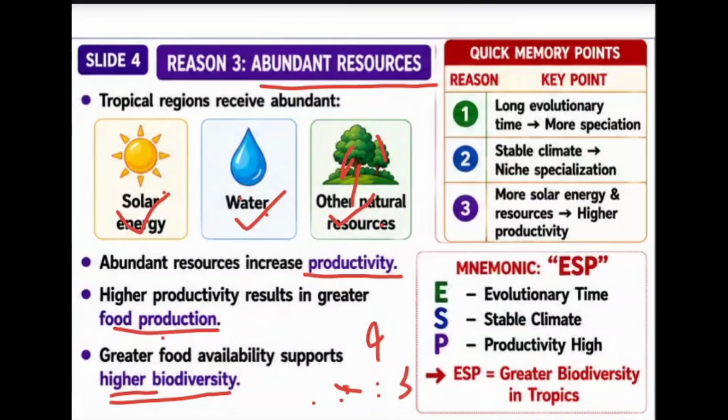Now, let me give you a simple mnemonic for exams. Remember the word ESP. E means evolutionary time. Long evolutionary history leads to more speciation. S means stable climate. Stable climate promotes niche specialization. And last, P. P means productivity high. Abundant resources increase the productivity and biodiversity. So whenever you see the question, why is biodiversity greater in tropical regions? Simply remember ESP.